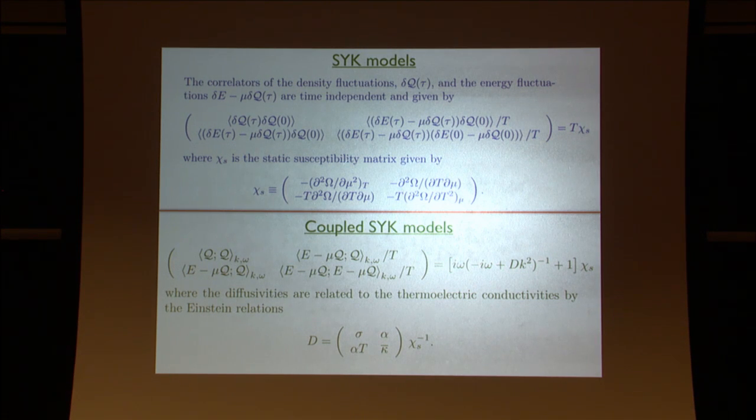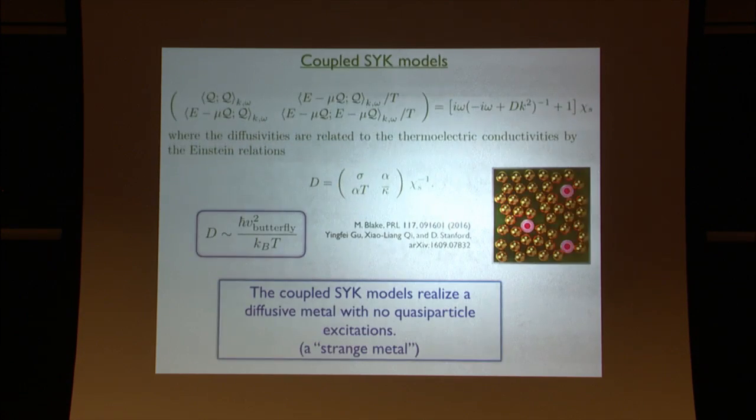And so if you solve the coupled SYK model, and for the case of energy only, that was done by Yingfei et al., you do get precisely this connection. And we're in the process of showing a similar connection holds in the case of the coupled SYK models with charge density fluctuations. There's every reason to believe it does hold. And there's some very general argument that this is what should happen. Okay, so then these coupled SYK models realize, and really I think the first solvable example of a diffusive metal with no quasi-particle excitations.